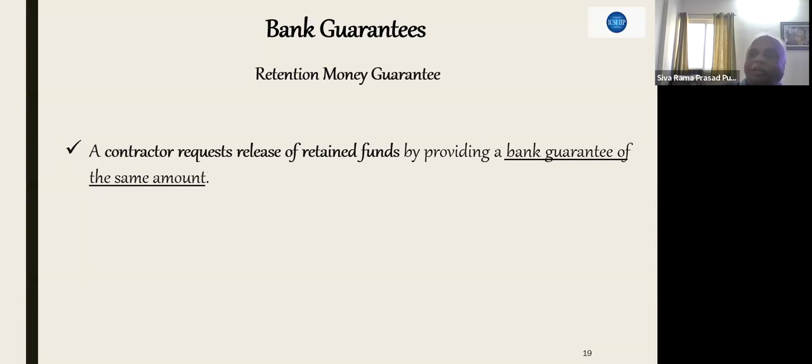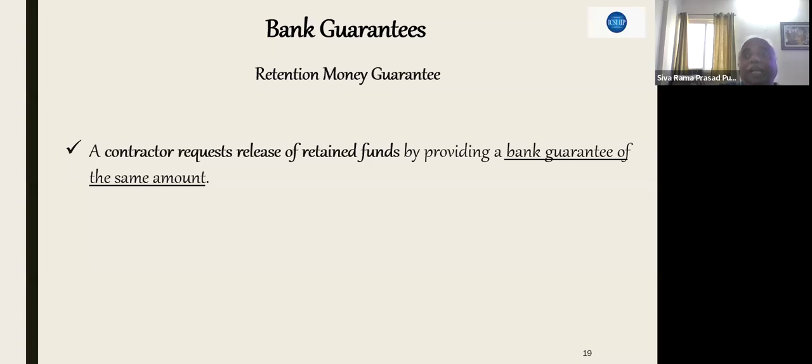Retention money guarantee. A contract requests to release the retained funds by providing bank guarantee for the same amount. So here, various types are there, various purposes are there, but in India, the bank guarantees are governed under Indian Contract Act. In India, all bank guarantees are governed under Indian Contract Act. That's why even in the exam also, one question on bank guarantees also.